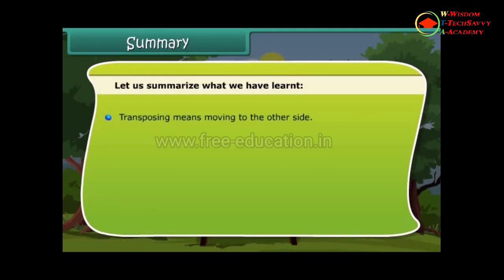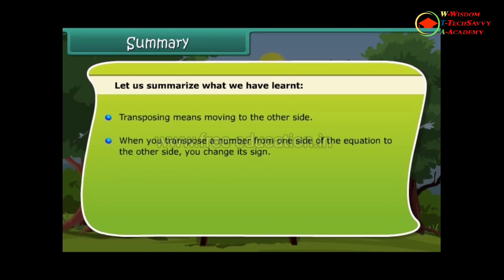Transposing means moving to the other side. When you transpose a number from one side of the equation to the other side, you change its sign.